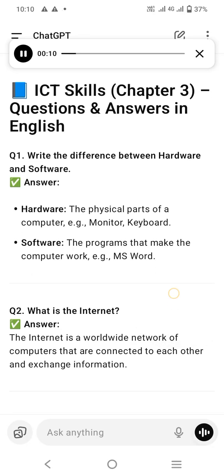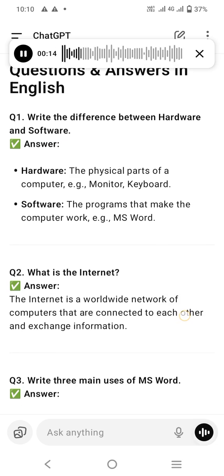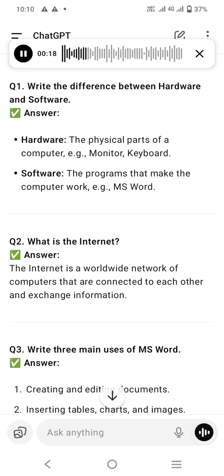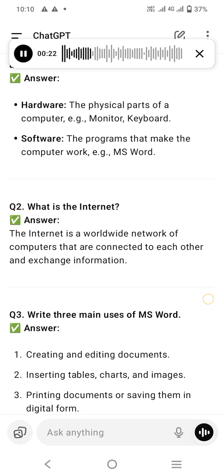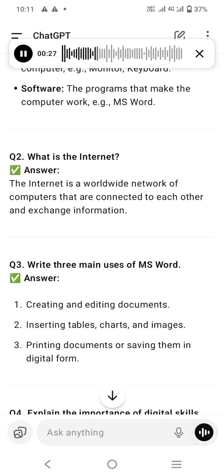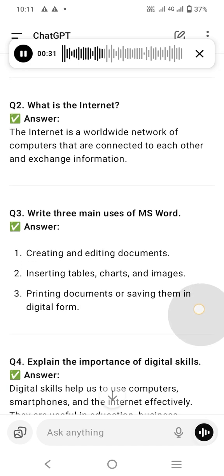Questions and answers in English. Q1. Write the difference between hardware and software. Answer. Hardware, the physical parts of a computer, e.g. monitor, keyboard. Software, the programs that make the computer work, e.g. MS Word. Q2. What is the internet? Answer. The internet is a worldwide network of computers that are connected to each other and exchange information.